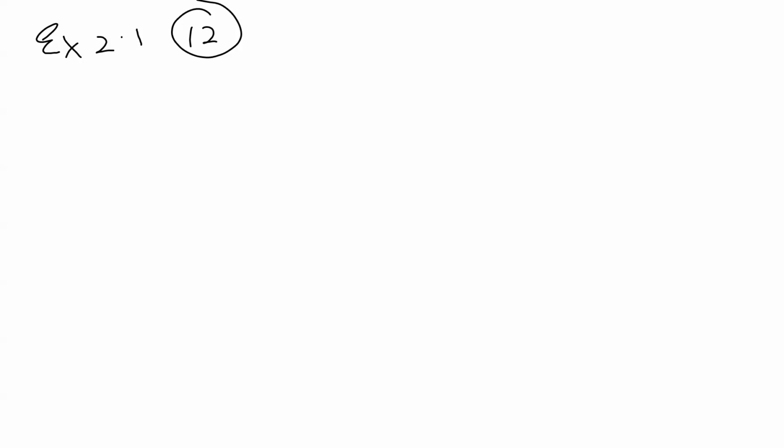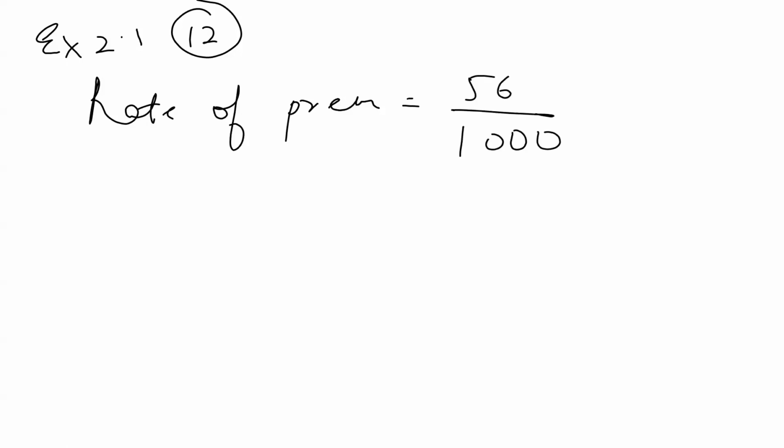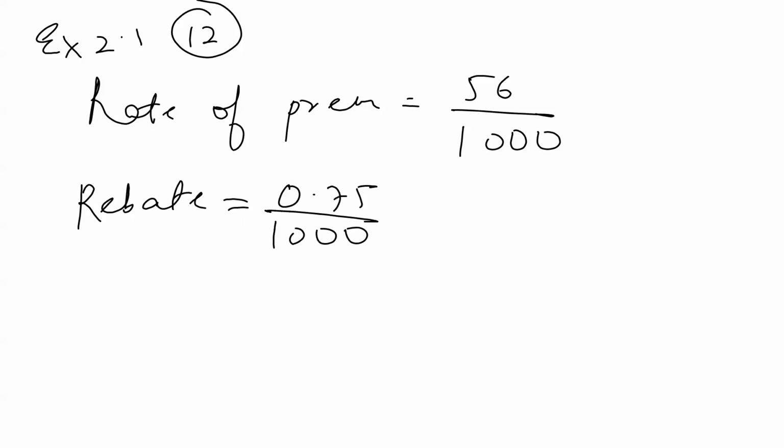So I hope you all have read this particular question. Okay. So rate of premium, it's given as 56 per thousand. Rebate, so rebate is nothing but 0.75 per thousand. Now rebate is calculated on the premium, rate of premium. So just multiply this with 56 upon 1000.